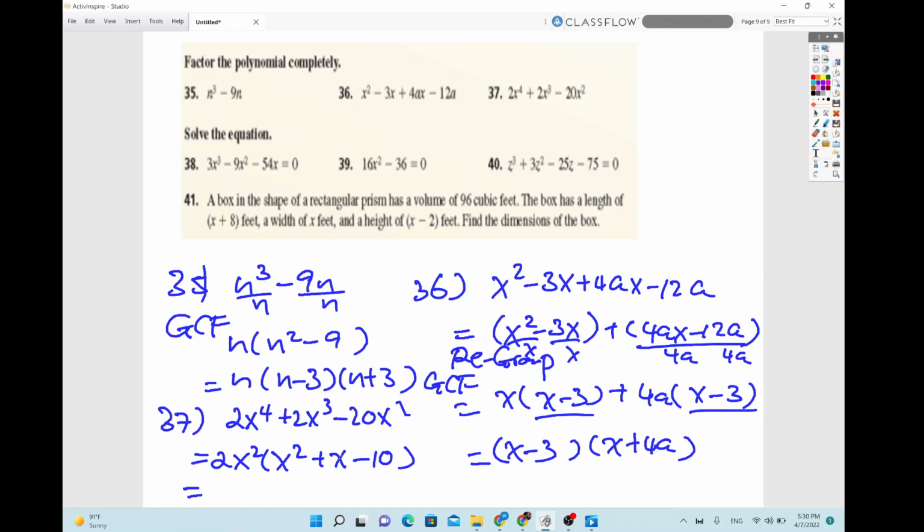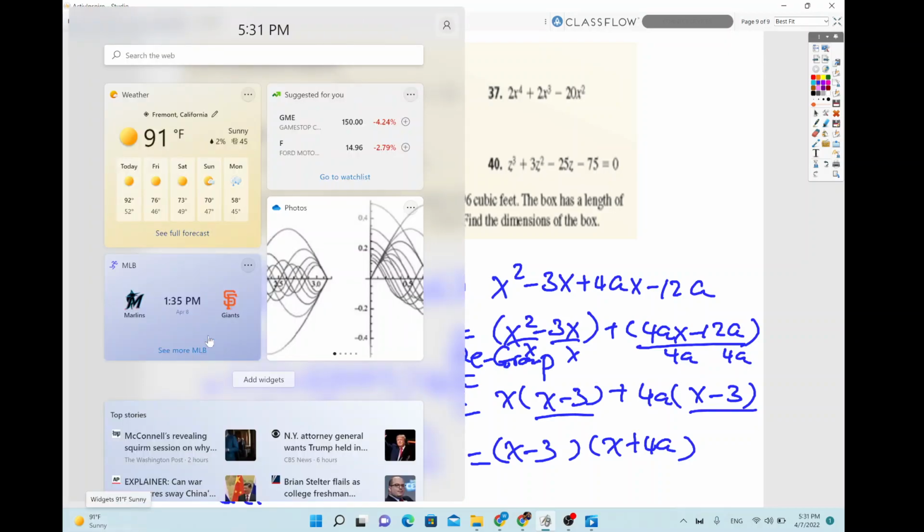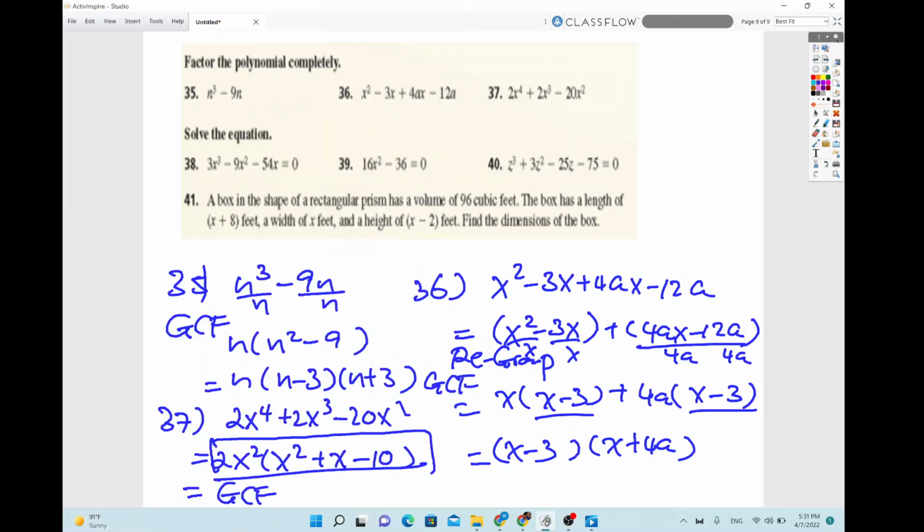But if you try to factor this out with 5 and 2, it's non-factorable, because this one is only 1x. So basically we just take out that 2x squared, and that would be the final factored form. Let's check that once again. Take out 2x squared, so it's x squared plus x minus 10. So it is the final factored form. We simply take out the greatest common factor only. Now what about 38 to 41?